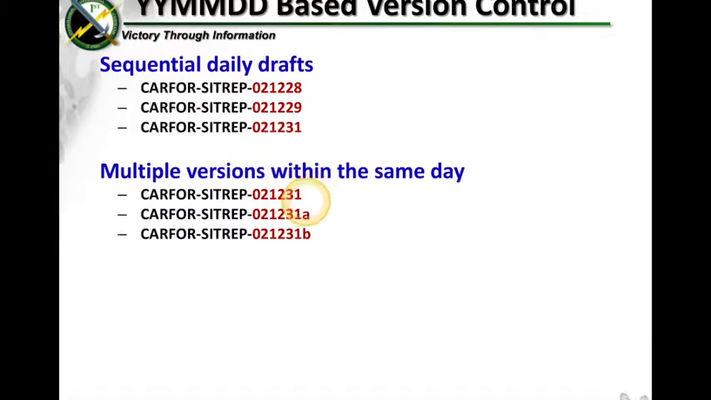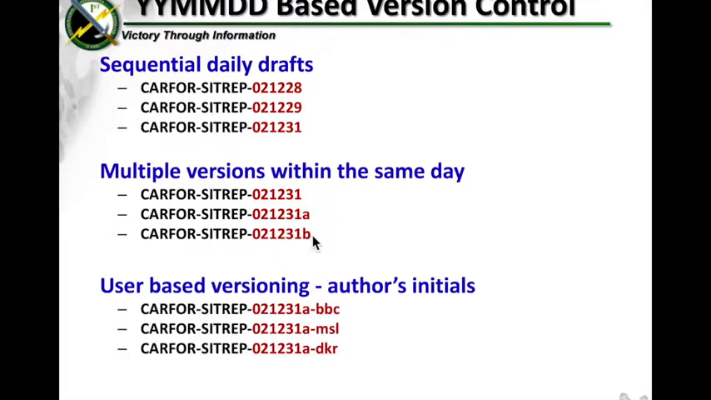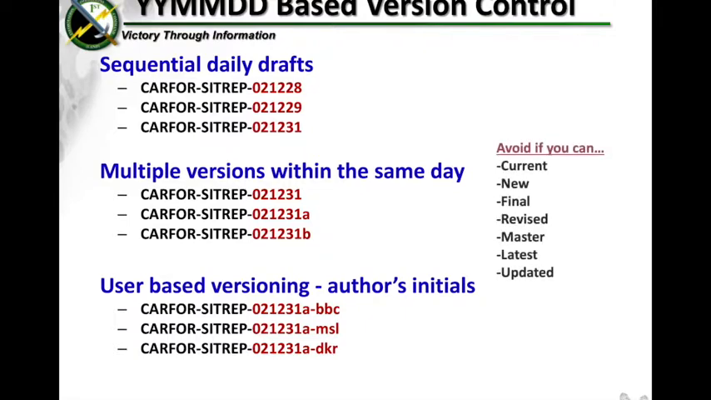Sometimes you have multiple versions of the same document you're working on throughout the day. Just add a letter to the end. You've got 26 letters to work with in English anyway. User-based versioning: if there's a particular version I've worked on, so have a couple other people, there's a good way to mark that without getting real lengthy in the file name, and it's very concise.